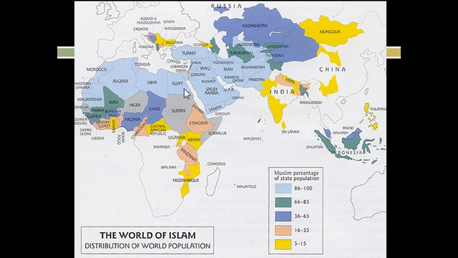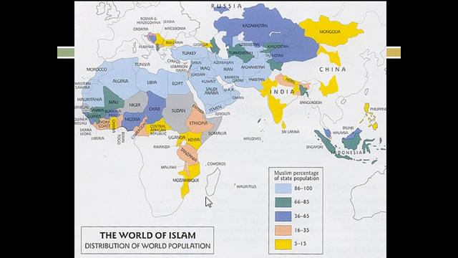Egypt is color-coded with a light blue, and if we interpret that correctly, what that means is that somewhere between 86% and 100% of the Egyptian population identifies as Muslim. And so an overwhelming majority of the population in Egypt does.